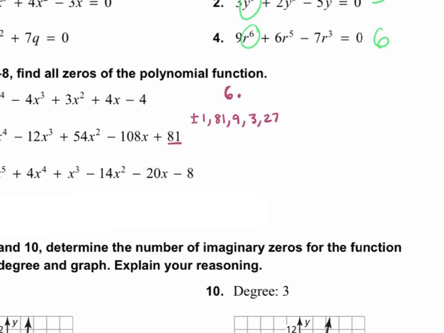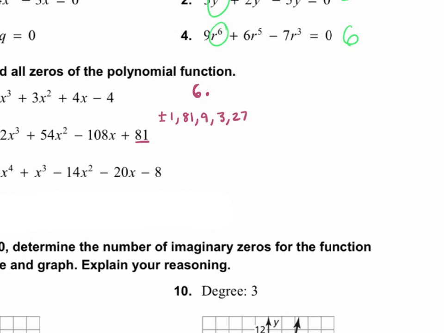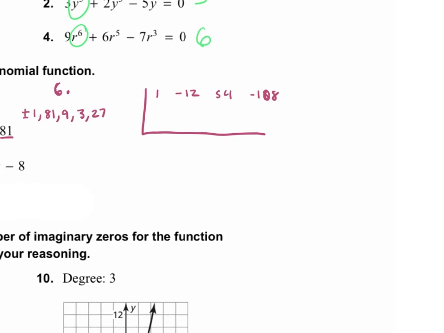So all of these are whole numbers. All right, so what's going to go in the box? 1, negative 12, 54, negative 108, and 81. What do you guys want to try first?